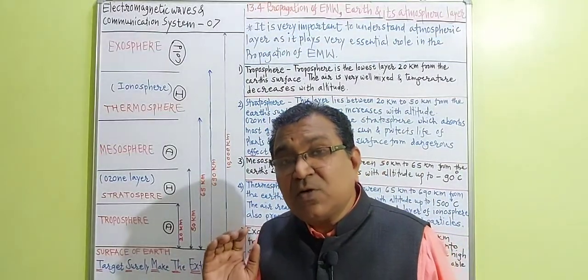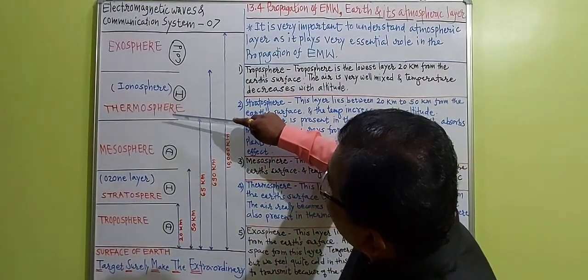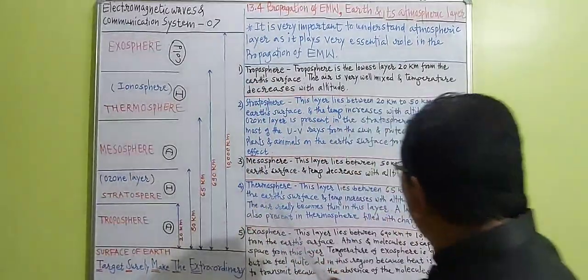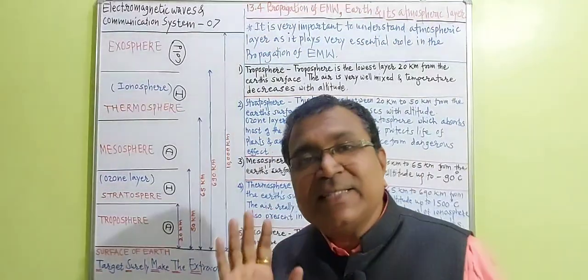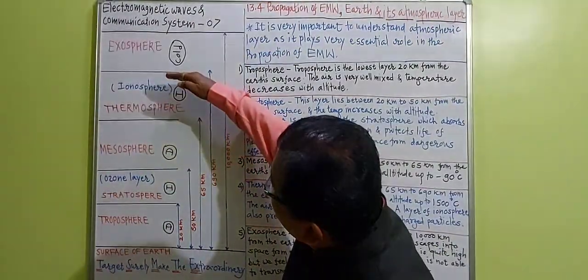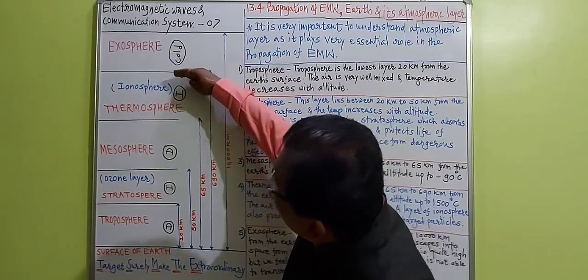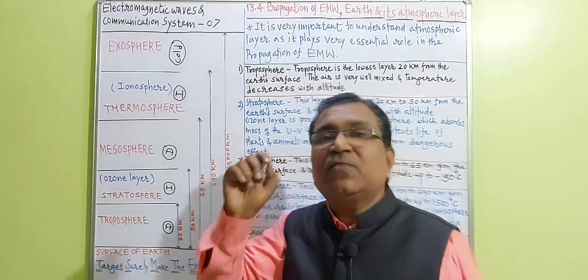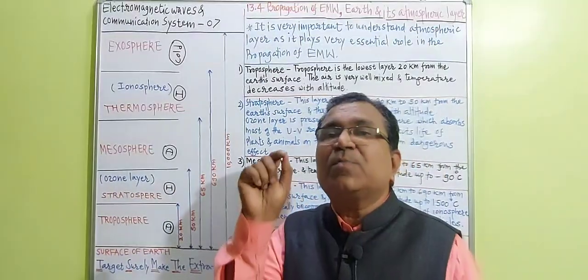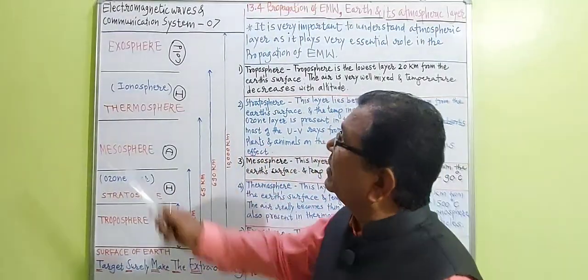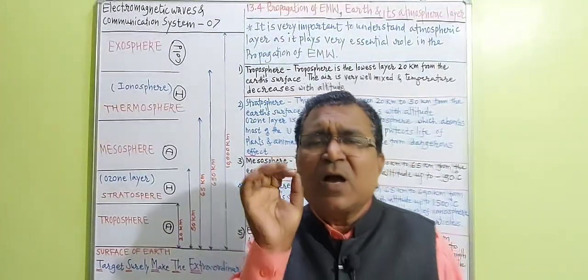On the thermosphere, here I stands for temperature increases with altitude up to 1500 degrees Celsius. Temperature goes on increasing. And most of the charged particles are present in the ionosphere, which is just above the thermosphere.